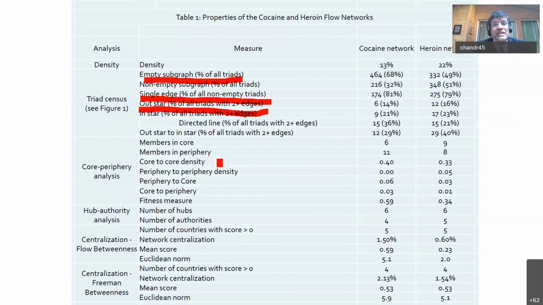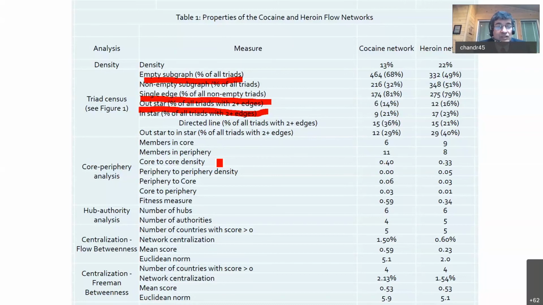And one of the very interesting things we found about a difference between the heroin and the cocaine flow networks is the cocaine flow network tended to have a larger percentage of what we call straight line, directed line connections. In other words, you have three nodes in the network. A is sending to B and B is sending to C, but A is not sending to C. Okay, so in order for A to send to C within that set of three nodes, it has to go through B. That's a directed line.